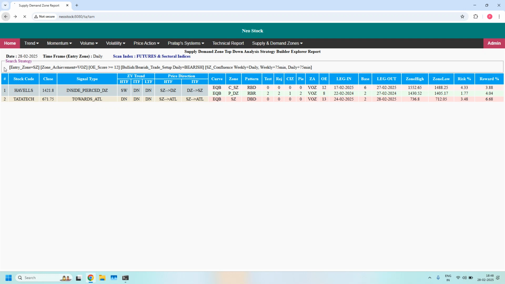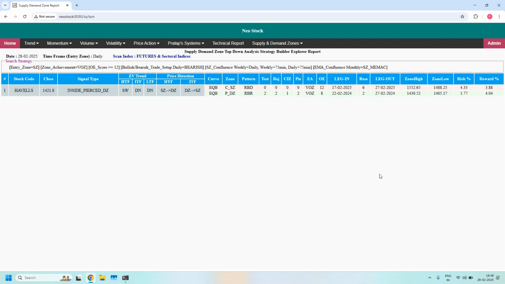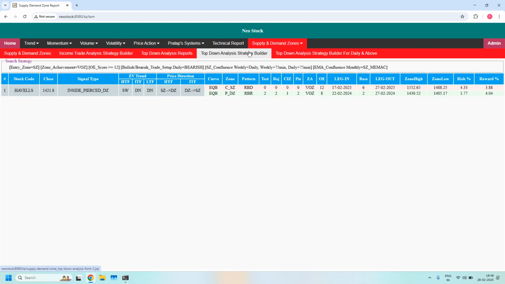Let's verify. In the EMA confluence at monthly, I am checking monthly supply zone having monthly EMA confluence. So that stock is filtered. So this is even high probability trade setup supported stock. So this is about bearish trade setup for monthly income trade. Next we will look into bullish trade setup for weekly income trade.